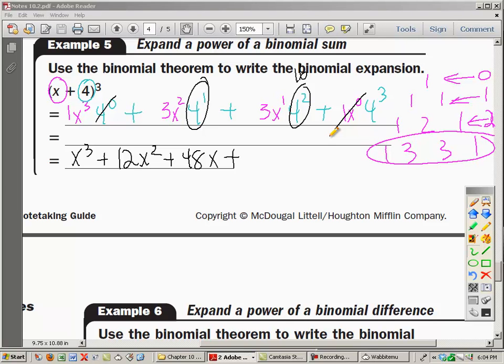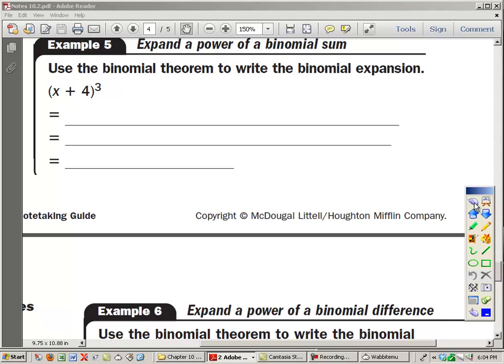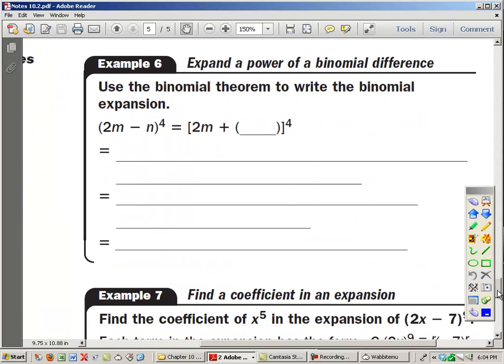Well, x to the 0 is just 1, and 4 to the third power is 64. All right, so that's what you're looking at. Okay, that is the expansion of (x + 4) to the third power. All right, now let's try one of these ones. It says expand the power of a binomial difference. Well, now it's (2m - n) to the fourth power.